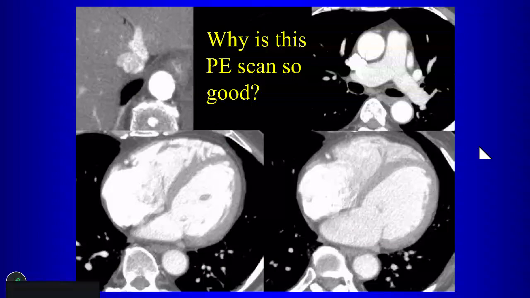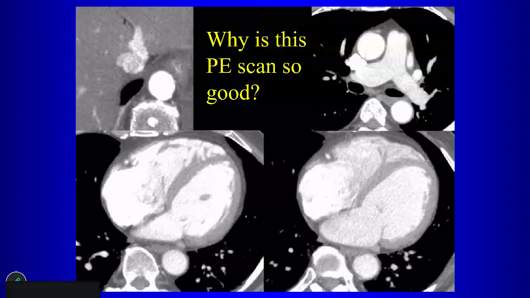Sometimes we'll get a CT scan that is really good, right? It almost looks like the contrast sticks to the right ventricle, the right atrium, and sticks to the pulmonary arteries. So when you get a really good CT scan, what do you think about? You have like poor heart function. Yeah, poor cardiac function, because that decreases the cardiac output, and that delays the transit time of contrast.